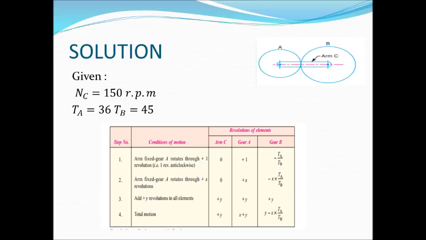Then give A plus x revolution, multiply everything in column 1 by x: 0 times x is 0, 1 times x is plus x, and minus TA over TB times x is minus x TA over TB. Give each member plus y revolution, which you have there. Then you add everything in column 2 and column 3: 0 plus y is y, x plus y, and minus x TA over TB plus y, you have y minus x TA over TB.